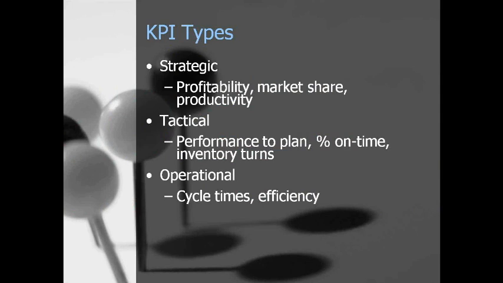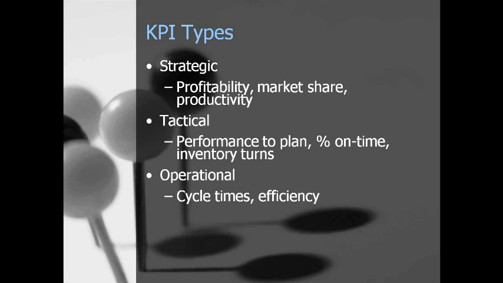Three types of key performance indicators. Strategic. These are talking about how we're doing meeting our strategy, where we want to go as an organization. Some of the key performance indicators that would show up in that category are: how profitable are we? What is our share of the market? How productive are we?